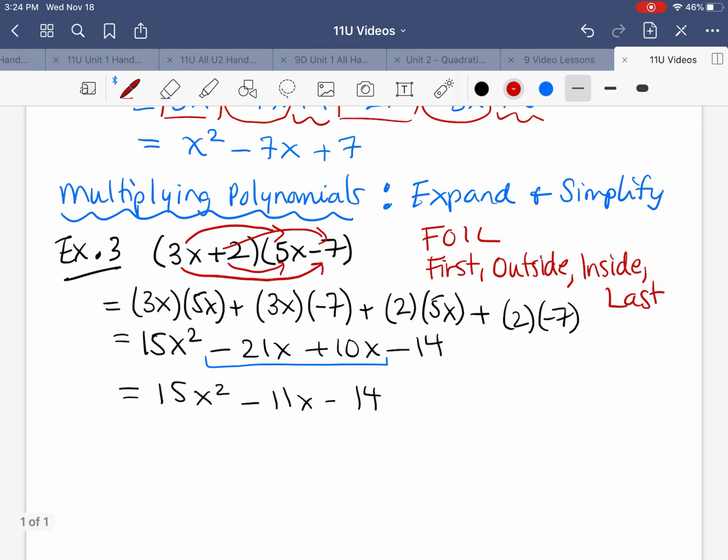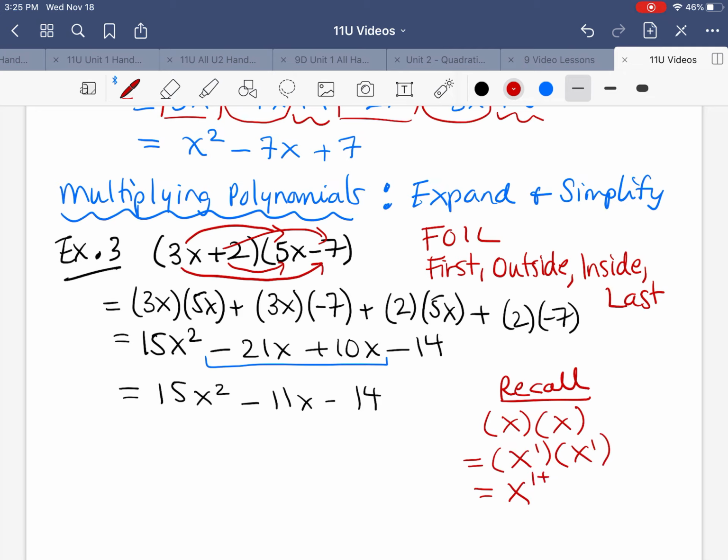And one little thing that I do want you to recall, and hopefully most of you actually remember this, is just when we're multiplying our variables together. So if we have x times x, this is the same as x to the power of 1 times x to the power of 1. And when we multiply like bases, so our x's, we are going to add the exponent. So this is equal to x to the power of 1 plus 1, which gives us x squared. Okay, so just a little side note there in case you have forgotten things.